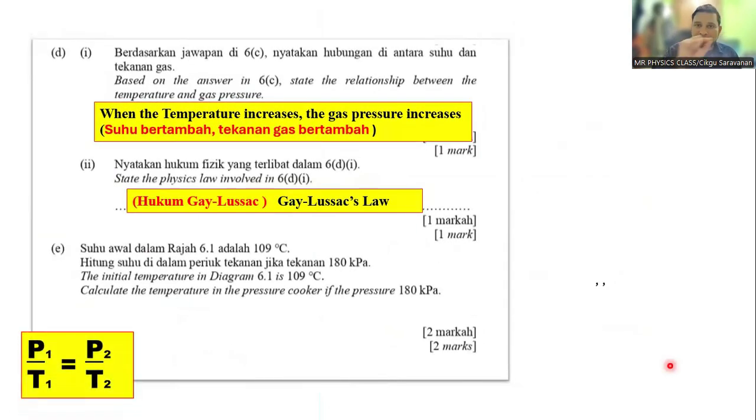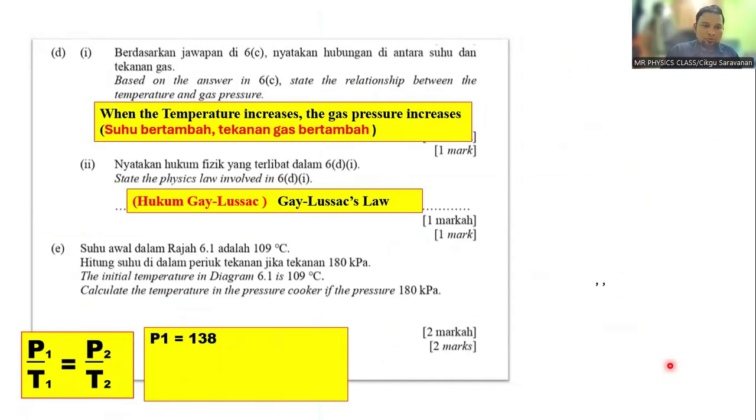So your first step is to list out all the info. So the initial pressure is what we seen just now, 138. And the initial temperature from the 6.1, soalan dah bagi dah 109. And as what I said, temperature mesti tukar pada Kelvin. How? Plus 273. So you can see your temperature now is under Kelvin. Then the final pressure 180. Okay. So the question wants us to calculate the final temperature. So jika kita pakai Kelvin, jawapan akan dapat dalam Kelvin.